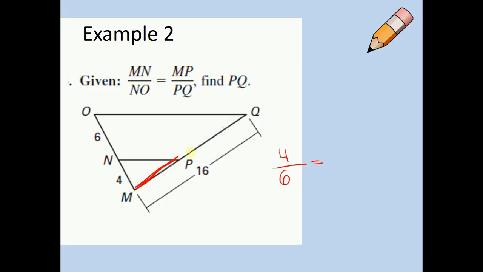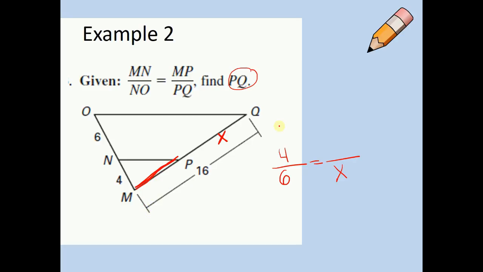And we don't have a measurement for PQ, but we know the entire thing is 16. And they want us to find PQ. So I'm going to label PQ as x. And I'm actually going to put that in our proportion as well, because we know PQ is on the bottom. Now, what can I represent MP as? Well, this full side's 16.